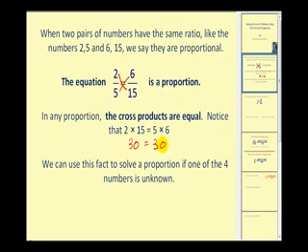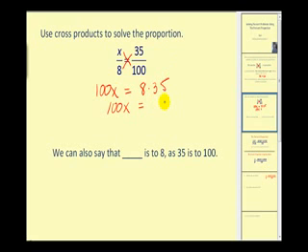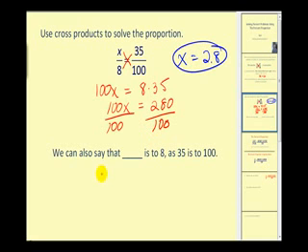And this is a very important fact because it does allow us to solve a proportion if one of the four numbers is unknown. For example, if we have this proportion and we're asked to solve for x, we can use the fact that x times 100, or 100x, must equal 8 times 35. So we have an equation that states 100x is equal to 280. So now we can solve for x by dividing by 100 to obtain the value of x, which is 2.8. So we can say that 2.8 is to 8 as 35 is to 100.